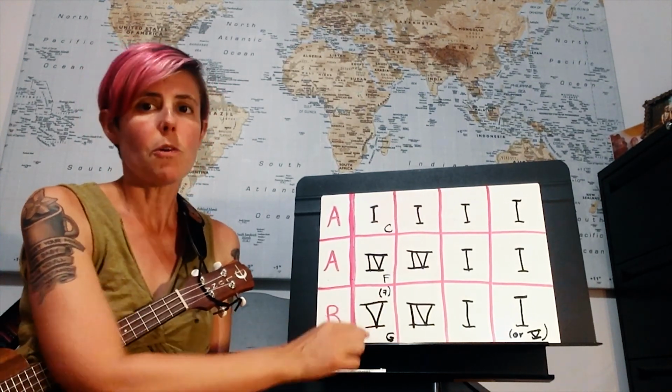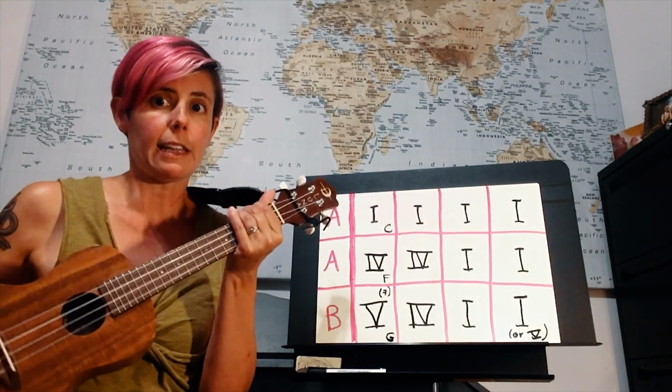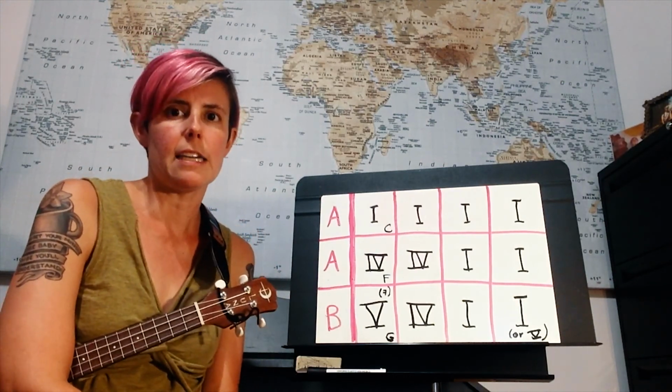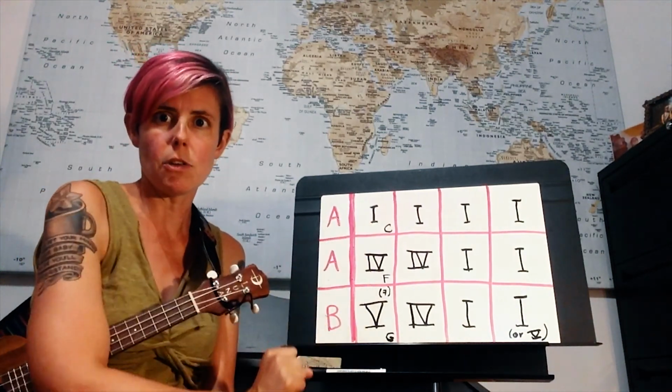So whatever key we're going to play our 12-bar blues in, for me on the ukulele, the easiest key to do that in is the key of C. We're going to make that key our 1 chord. So for me, C is the 1 chord.